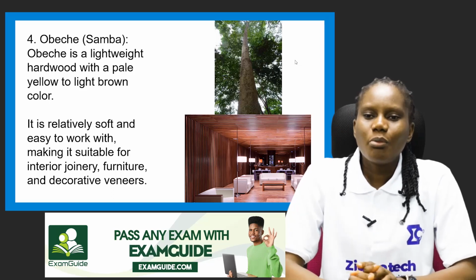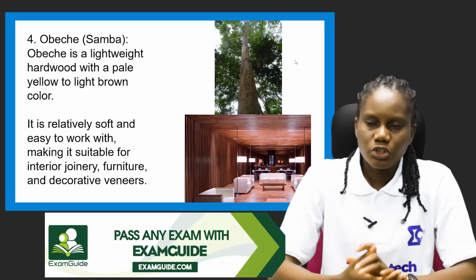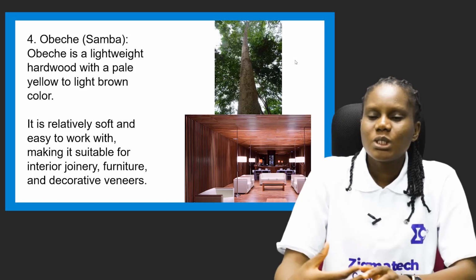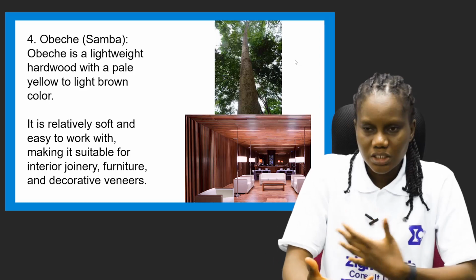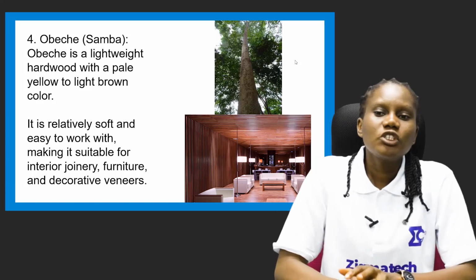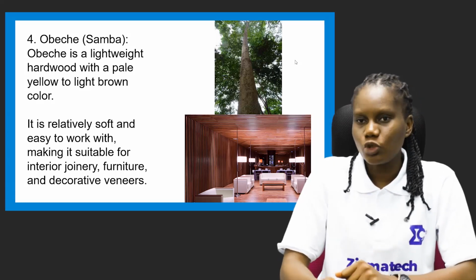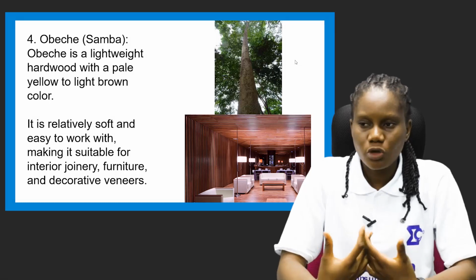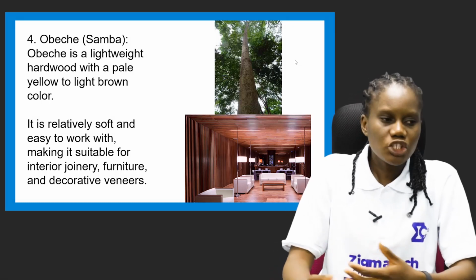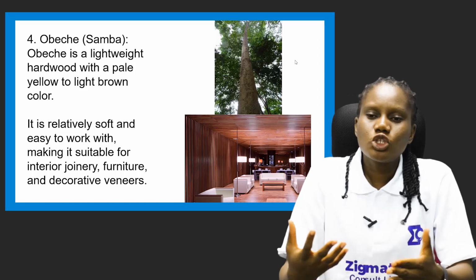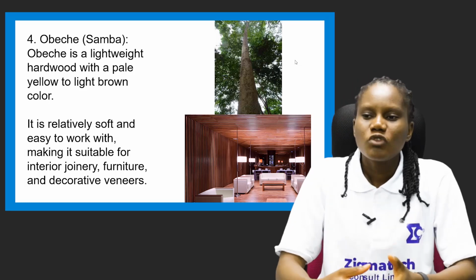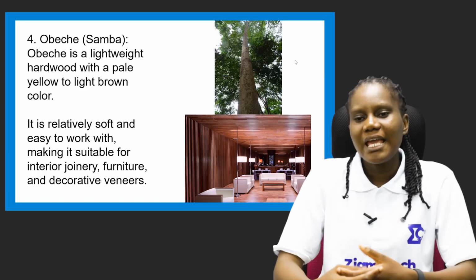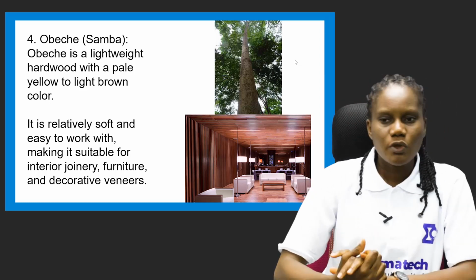If you look at the first picture there, you can see a tree. That is the obeche tree, where the wood is gotten from. It is relatively soft and easy to work with. Though it is a hardwood, it is soft compared to other woods, making it suitable for interior decoration, and for the making of furniture and decorative veneers.